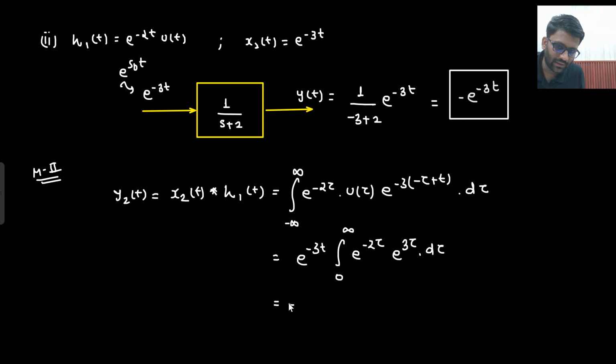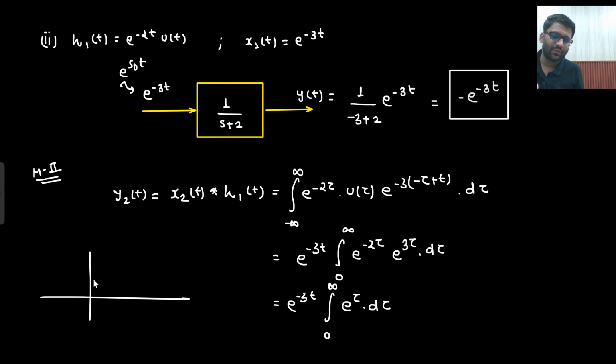Now look closely, e to the power minus 3t. Now see here, 0 to infinity, e to the power tau dot d tau. What is the graph of e to the power tau? This is the graph. I am drawing the graph of e to the power tau versus tau. So what will be the area here? Infinity. Are you able to understand this point? What will be this area? This area will be infinity. No, you can check as well.